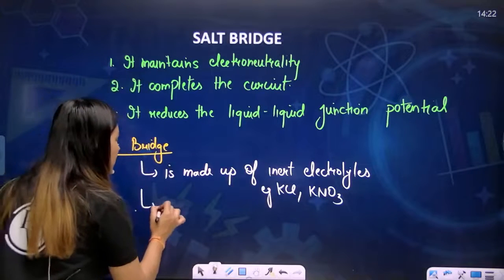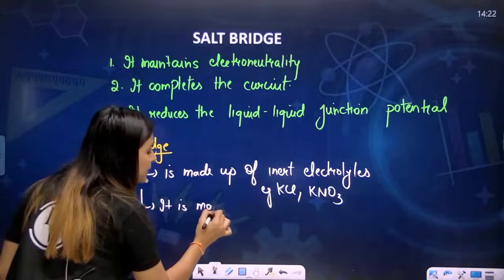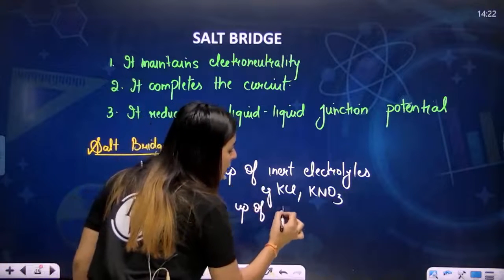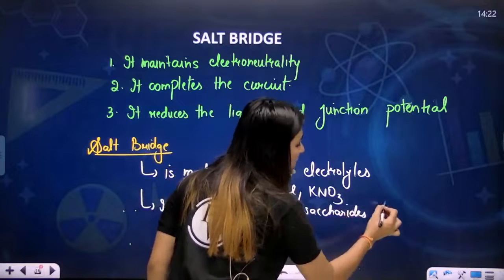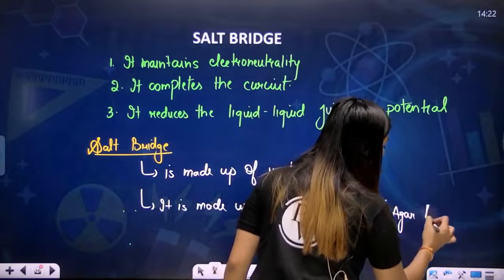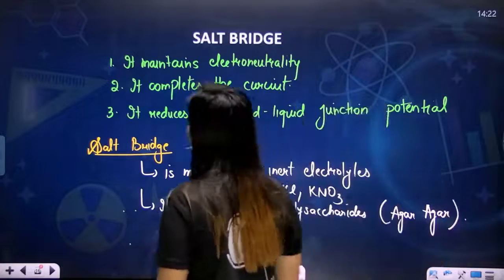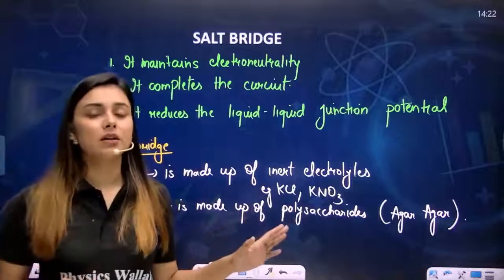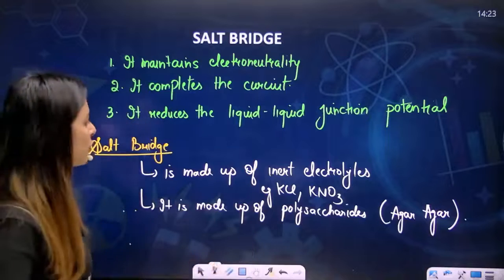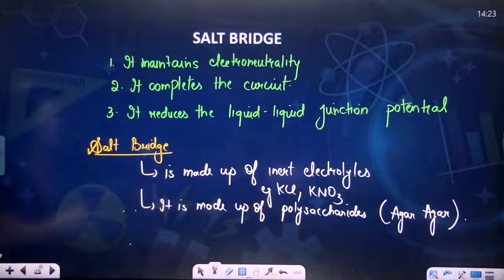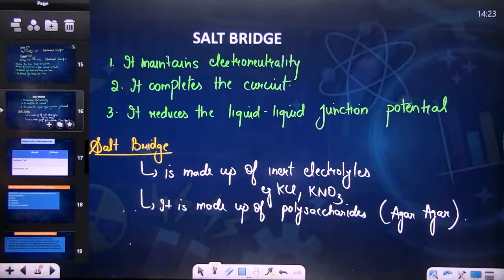And also, my dear students, it is made up of polysaccharides. Example you can say is agar. You can see all these points in your NCERT as well, and you will be asked only this much part. You don't need to discuss it very deeply. Only this much part is enough for you. So you can go through these points and then you are good to go. If you want to write it, then write it, and then we'll move forward. Okay. I hope you have written this.